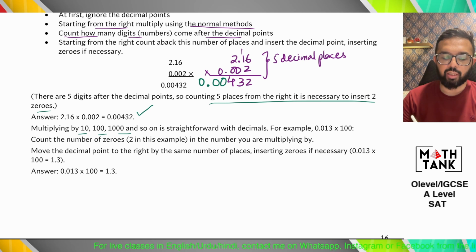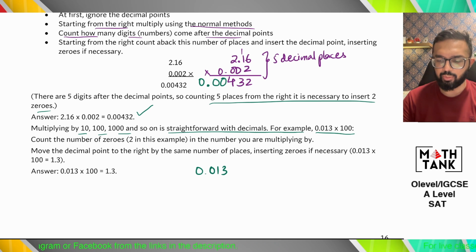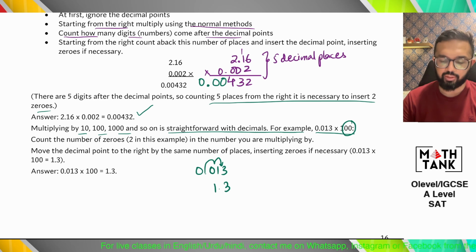Multiplying by 10, 100, 1000, and so on is straightforward with decimals. For example, 0.013 multiplied by 100. You don't really need to do all the multiplication. What you can do is count the number of zeros and move the decimal forward. When you're multiplying, you move the decimal forward. When you're dividing, you move the decimal backwards. So this is going to be 1 point.